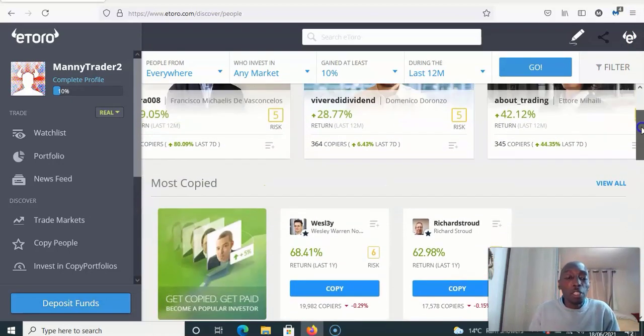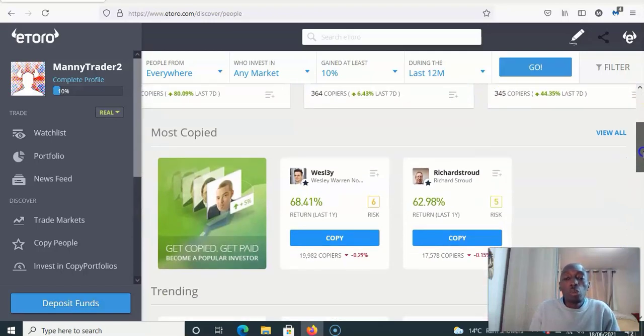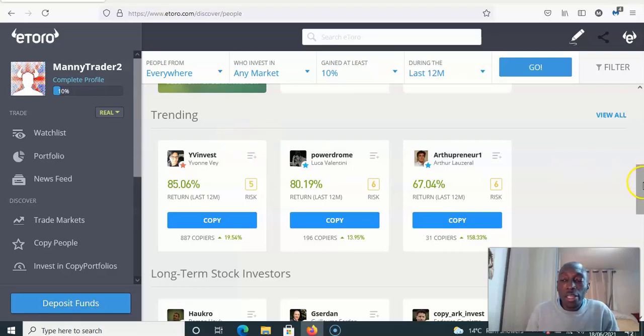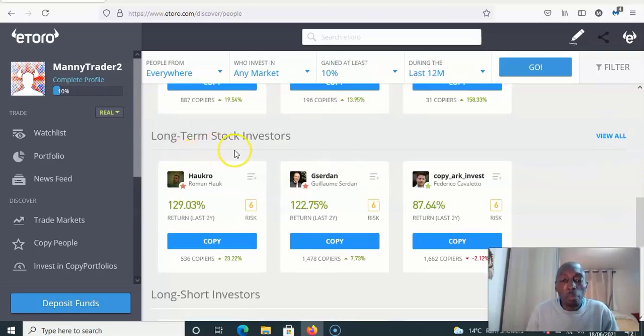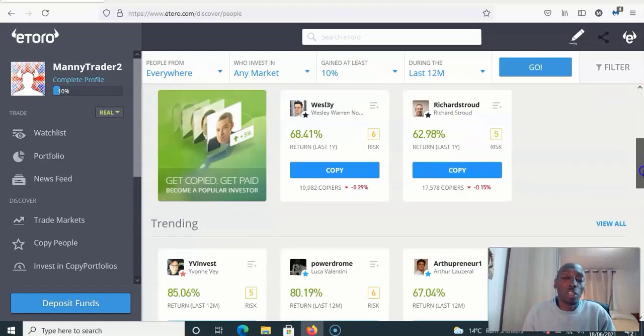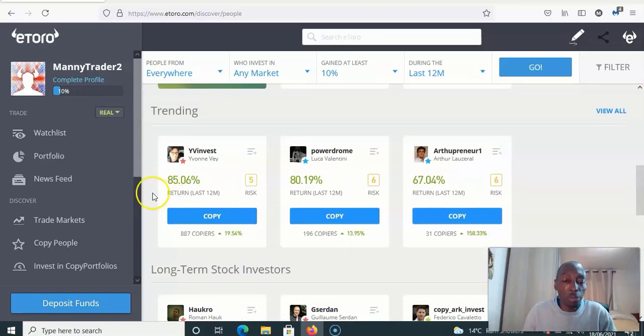So you come to this page here and it shows you all these people, the most copied. It shows you their percentages, how much they made in a year, 68% this guy, and how risky a trader this person is. So this person will be considered a 6, which is slightly more on the risky side. This person, 62% in the last year, is considered a 5. These are the ones that are trending. These are long-term stock investors, and these are long-term short investors. You can just go through them and have a look for yourself. So let's have a look at this person here.